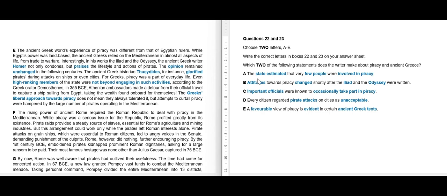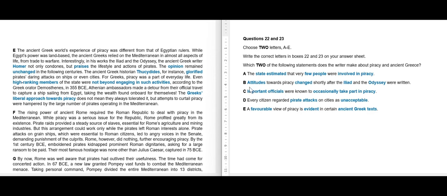Option A. The keywords here are state, estimated, few people involved in piracy. While reading the paragraph, we can find the word state, but we cannot find the words or synonyms of words estimate and few people. Hence, option A can be ruled out as an answer.